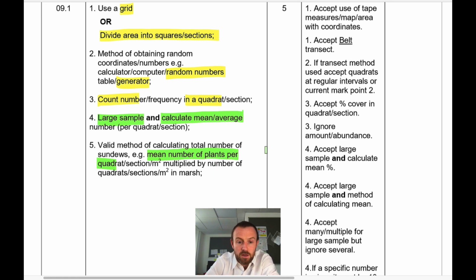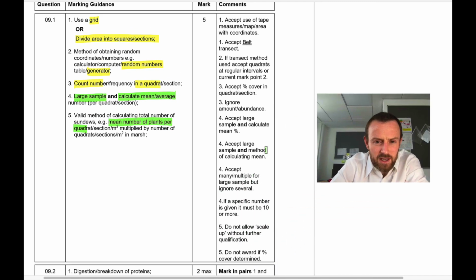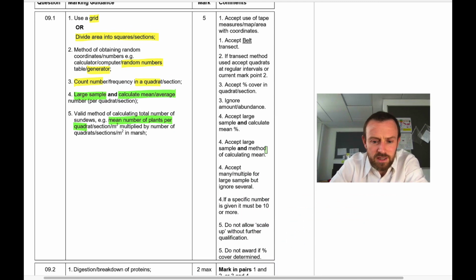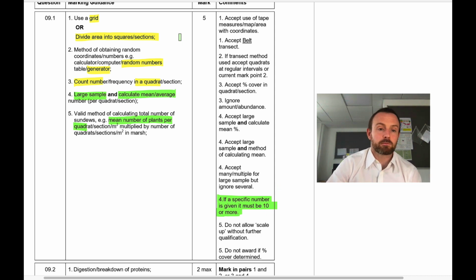Just maths, really. I'll zoom out a teeny bit just so you can see all these different accept or do not accept comments. There's quite a lot of them down here. Oh, look here, this is interesting. Just spotted that. For large sample, if a specific number is given, it must be 10 or more. So that is the AQA definition of large, more than 10. Okay, let's move on.